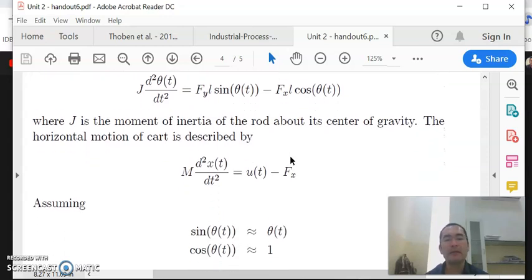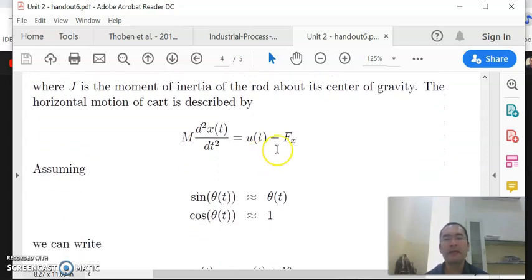Okay, and finally, we cannot forget that we also need to write this differential equation here for the cart. In the cart, we can say that because the cart is moving only in the horizontal axis, we only need this differential equation, only one: capital M times this acceleration equal to u, this is the external force, and minus Fx.